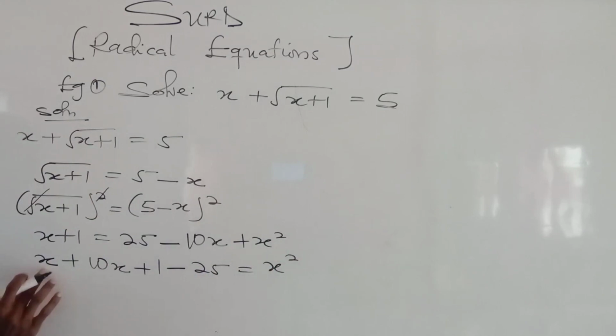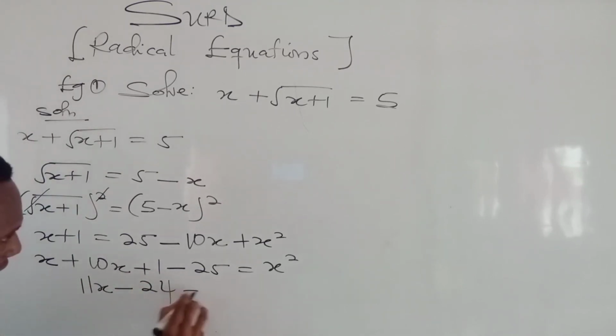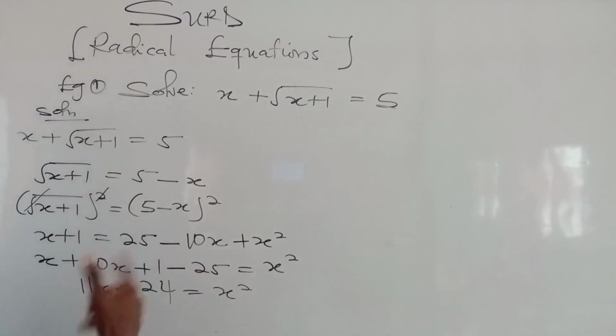So now s plus 10s will give me 11s. I hope you agree with me. Then positive 1 minus 25 will give me negative 24. I hope you agree with me. Equals my s squared. So I hope you agree with me up to this point. Now you can see that from here, we are going to get a quadratic equation. So we are going to shift everything to this side so that you see it will be a quadratic equation. So now I'm going to move this s to this side.